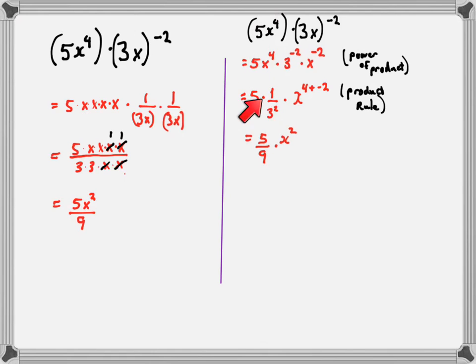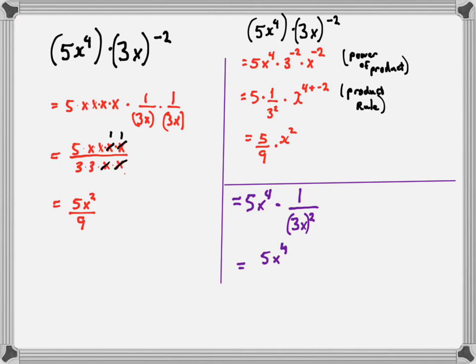Another way to do this problem, using shortcuts but different shortcuts, would be to just take care of the negative exponent first, which makes this 1 over 3x squared, which gives me 5x to the 4th, and then I use power of a product here to get to 9x squared, and then 5 divided by 9, it's 5 ninths, x to the 4th over x squared. I'm going to use the quotient rule. 4 minus 2 gives us 5x squared. So 3 unique approaches to getting the same result.